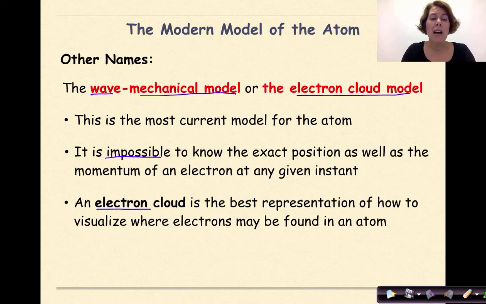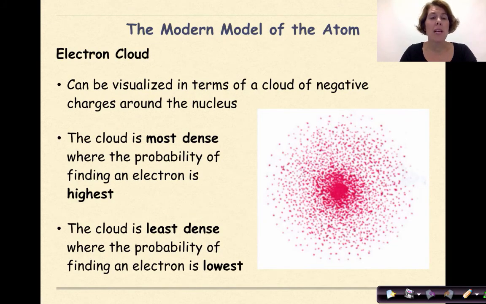An electron cloud is the best representation of how to visualize where electrons may be found in the atom. An electron cloud can be visualized in terms of a cloud of negative charges around a nucleus. The cloud is most dense where the probability of finding an electron is the highest. The cloud is the least dense where the probability of finding an electron is the lowest.